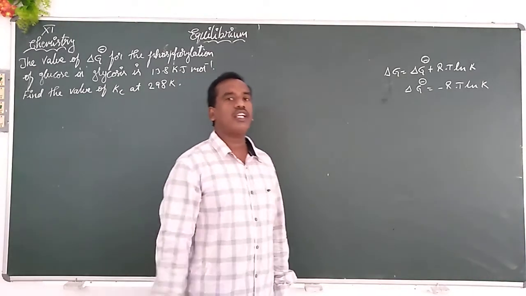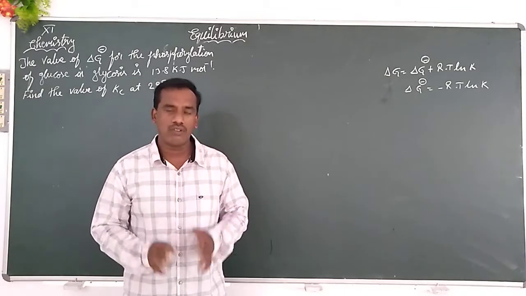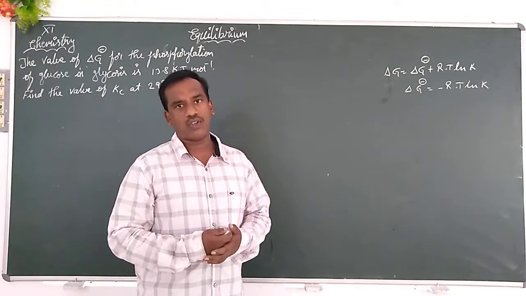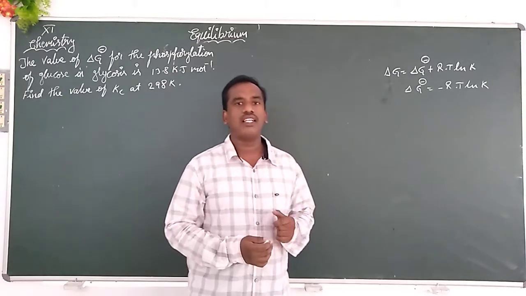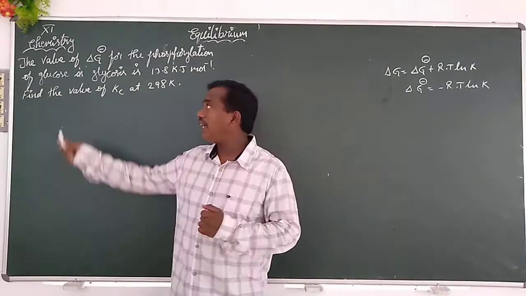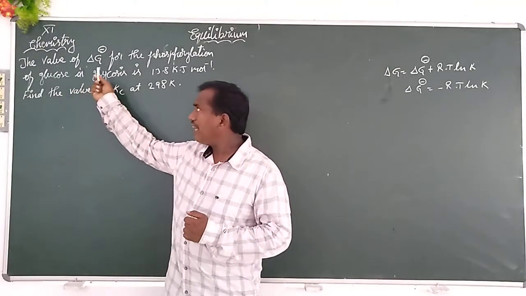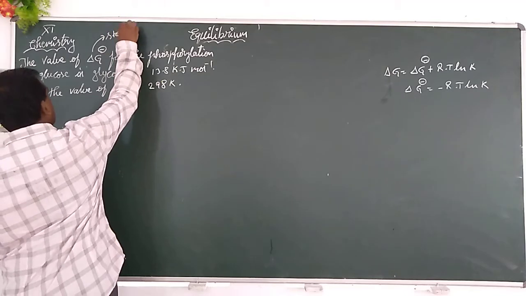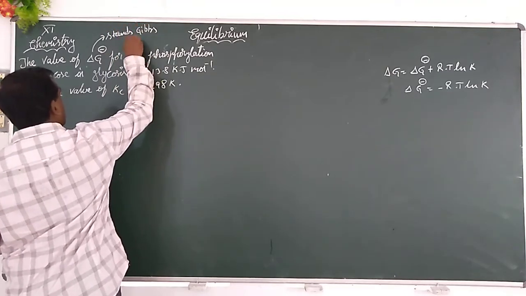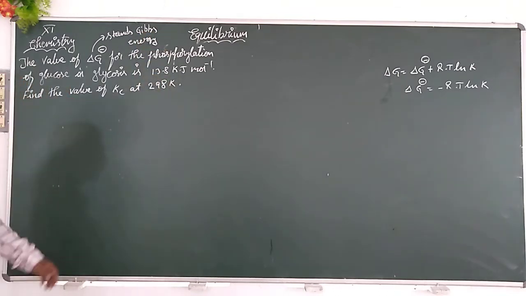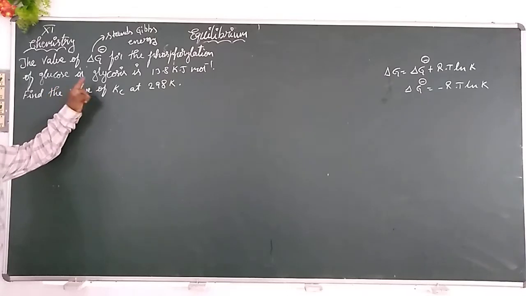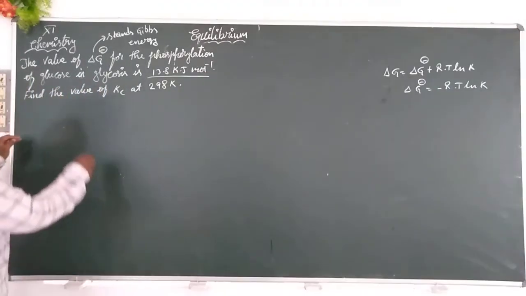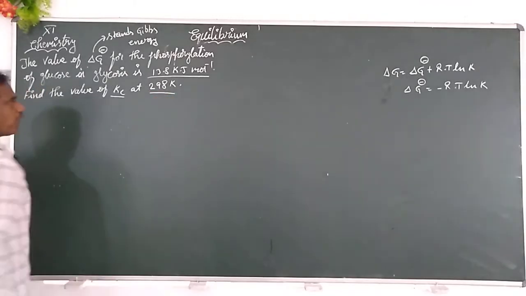Now, based on that, we are going to see some numerical problems in this video. Then we will relate some logarithm values, how to extract and how to calculate. So, based on this formula, let us see some problems. The question given is: the value of delta G naught, the standard Gibbs energy, for the phosphorylation of glucose in glycolysis is 13.8 kilojoule per mole. Find the value of Kc at 298 Kelvin.